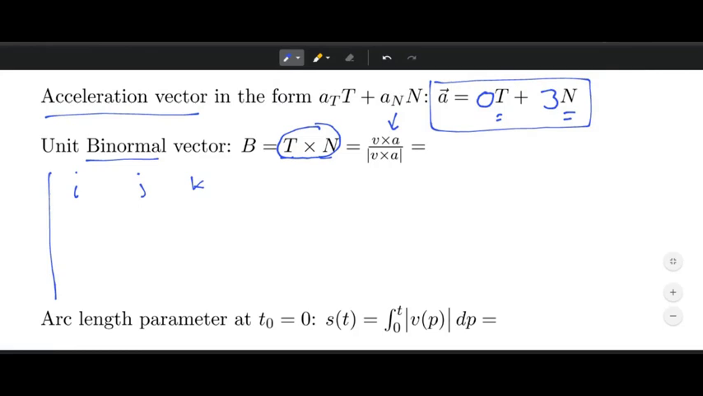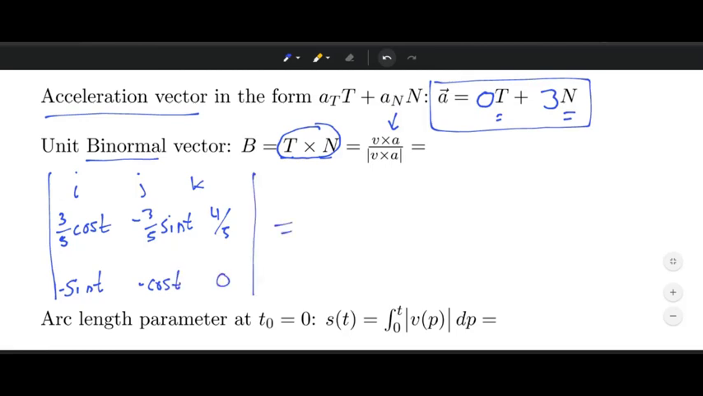Row 2 is T, our unit tangent vector, which was 3/5 cosine t for the i component. The j component was negative 3/5 sine t. And then our k component was 4/5. And then our N vector was negative sine t i, negative cosine t j, and 0k.